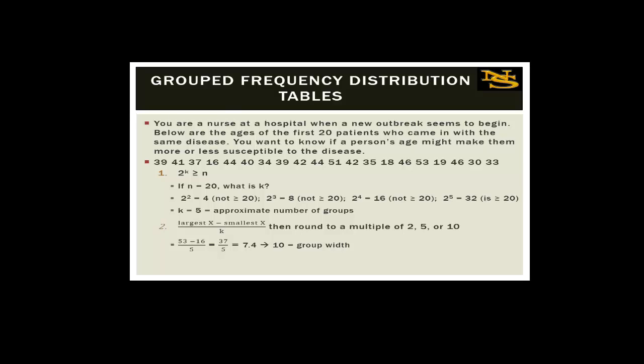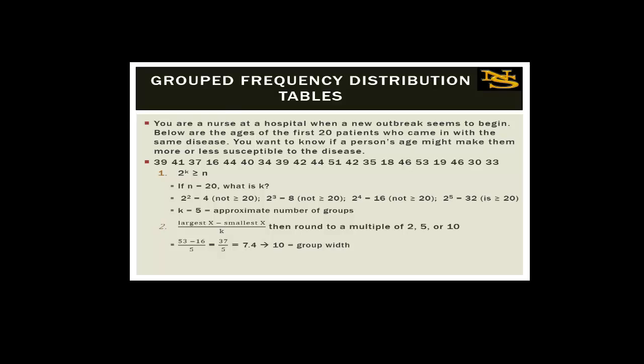Finally, when I put 5 in for k, for my exponent, 2 to the fifth power is 32, and I'm done. I figured out that it is greater than or equal to my sample size. K is equal to 5. So the optimal number of groups would be 5. Enough groups so that you have adequate information, but not so many that it's overwhelming and not simple.